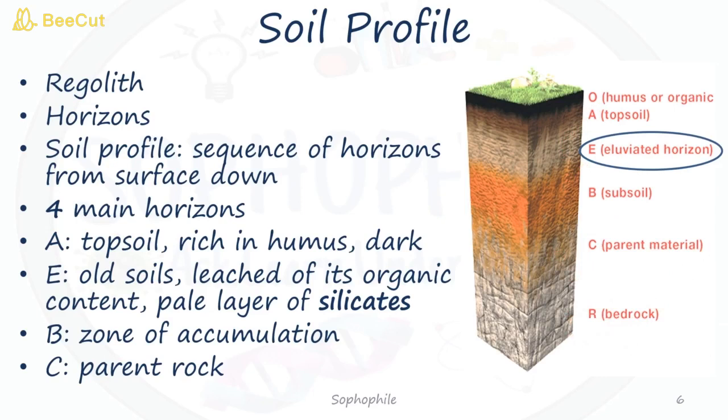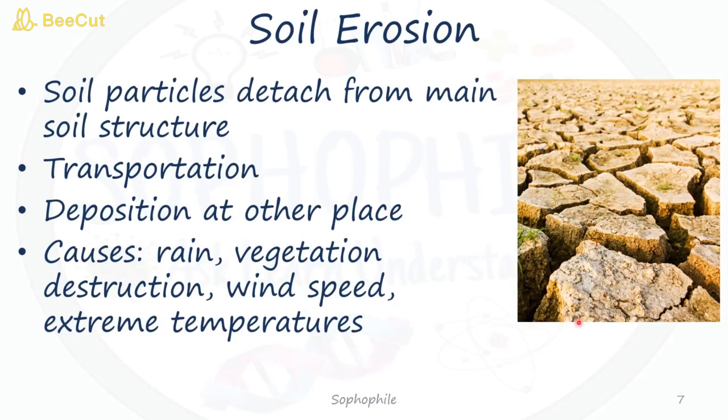Moving on to the last part, soil erosion. Soil erosion consists of three main processes: detachment of the soil particles from the main soil body or the main soil structure. Then these detached particles are transported to another location. And then the third is deposition at other places. So the detached soil particles from the main soil body are transported and deposited to other places, which is known as soil erosion.